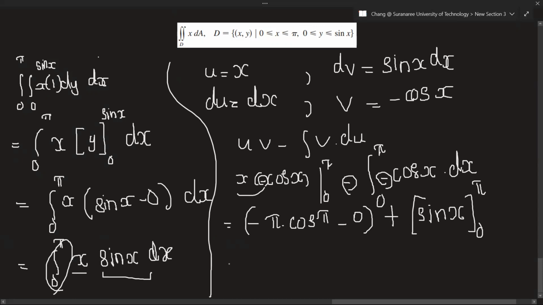All right, so cos pi, the value of cos pi, we consider like this. Here is a small unit circle. And this is 1, this is minus 1. This is pi. So for the value of cos, we have to look at the x-axis. So here is pi, and the value of cos pi is minus 1. So minus pi into minus 1. I will write that 0 plus sine pi minus sine 0.